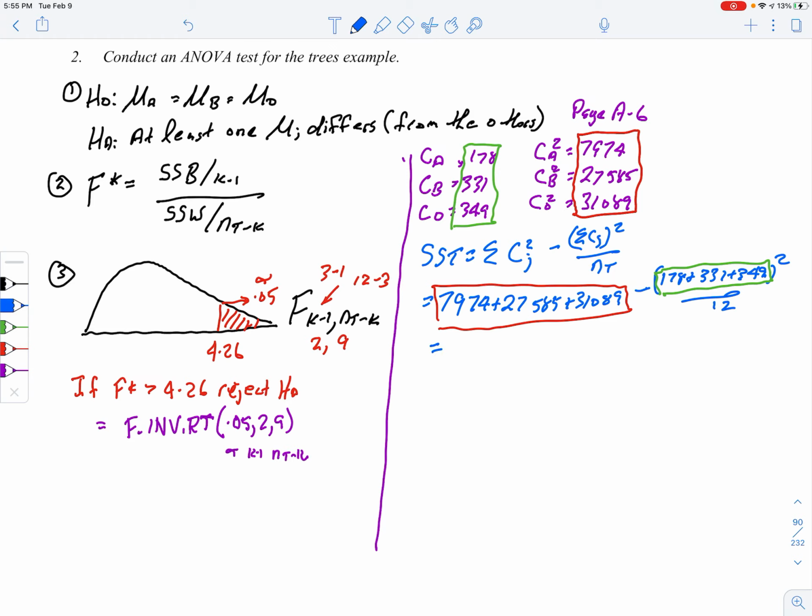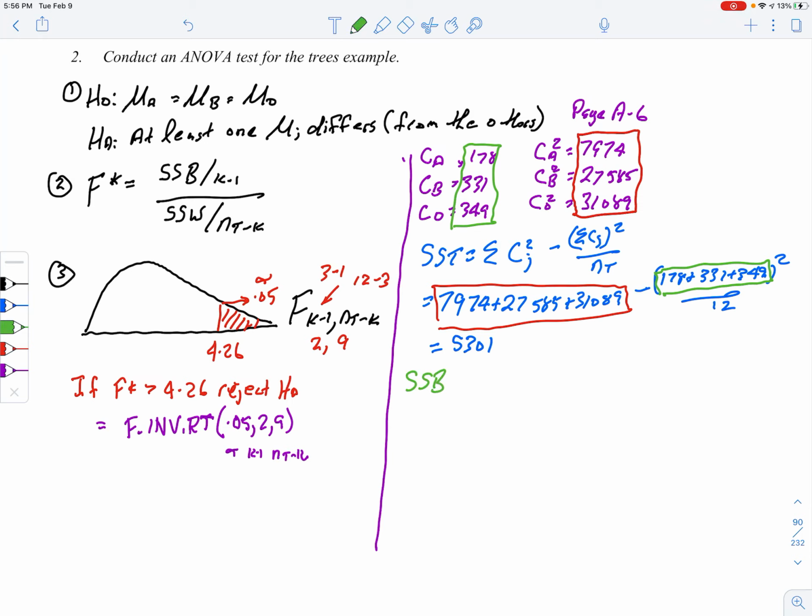And this comes to 5301. And all 5301 is, is the numerator of the sample variance of all 12 numbers together, the heights of all the trees. That's all it is.